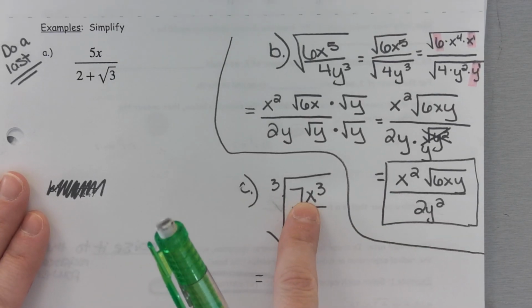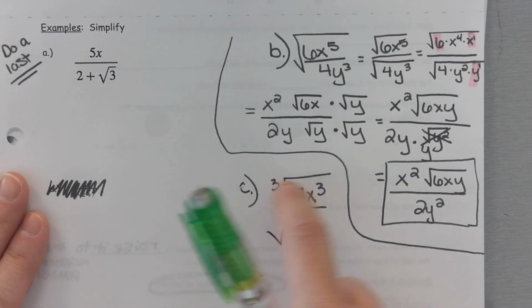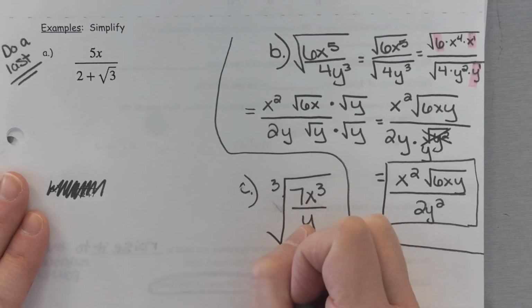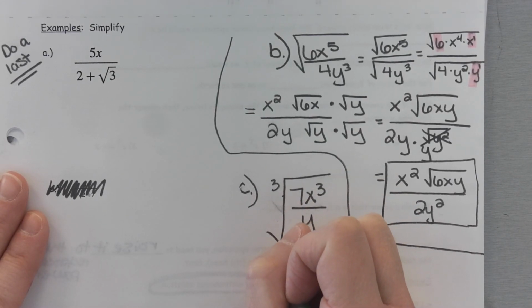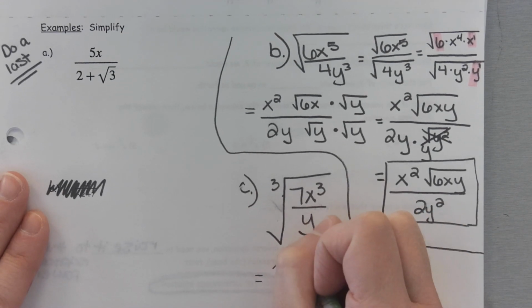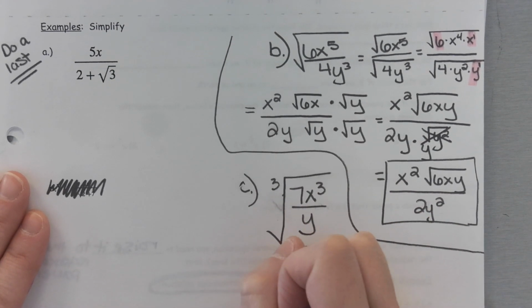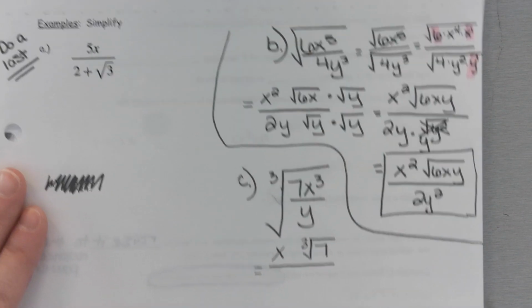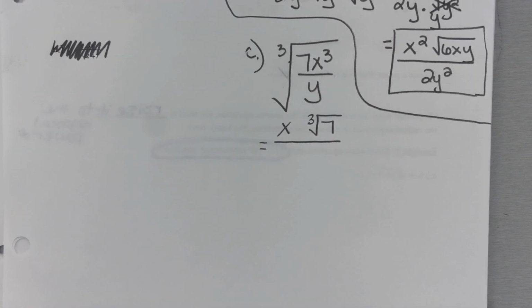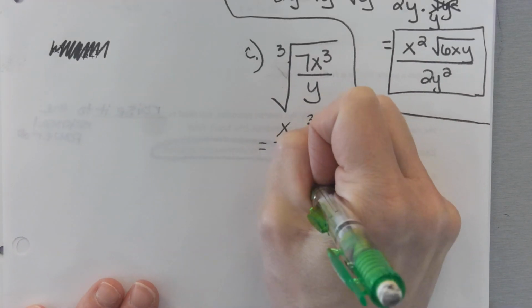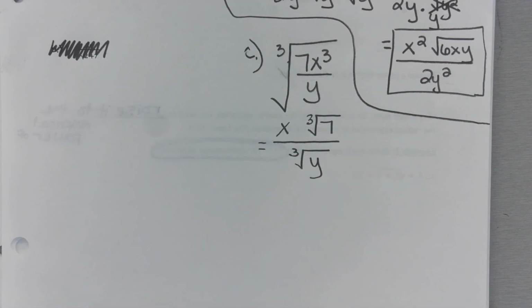First of all, can I cube root 7? Bummer. Can I cube root x cubed? Yes. What is the cubed root of x cubed? X. Okay, so the x comes out front. Here's my cubed root. Here's my 7. Can I cube root y? Sorry, no. So the cube root of y stays in the denominator. Can I take the cubed root of 7? No. So there it is. The cubed root of x cubed is x to the first. So the x came out front, the 7 stayed underneath.